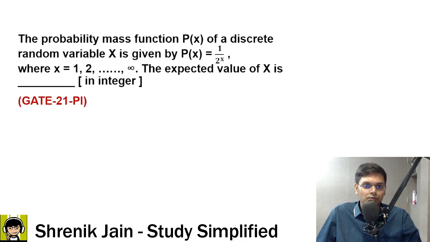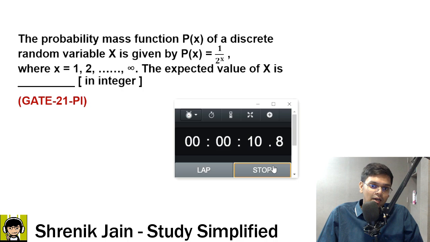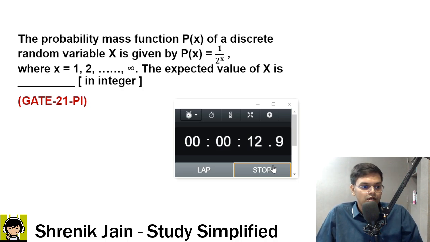2021 PI. Try this question. The probability mass function p of x of a discrete random variable x is given by p of x equal to 1 by 2 to the power x, where x is 1, 2, dot dot dot infinity. The expected value of x is a dash in integer. Tell me guys, what is the answer?